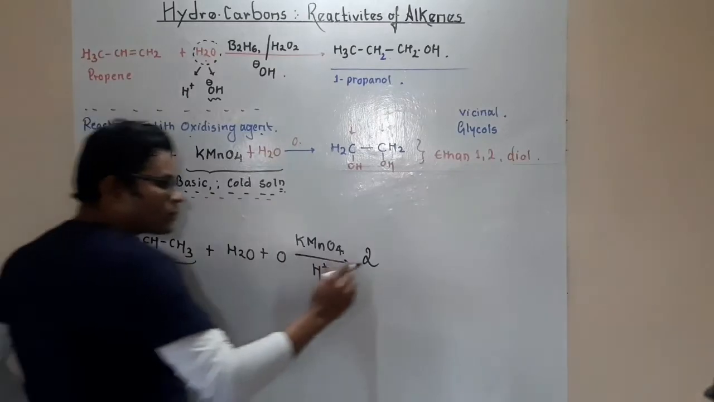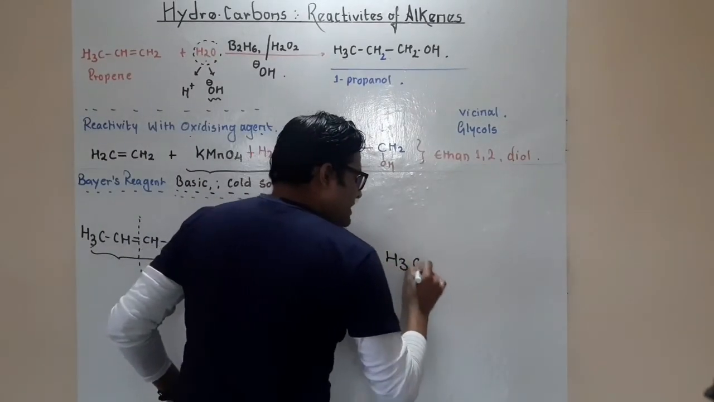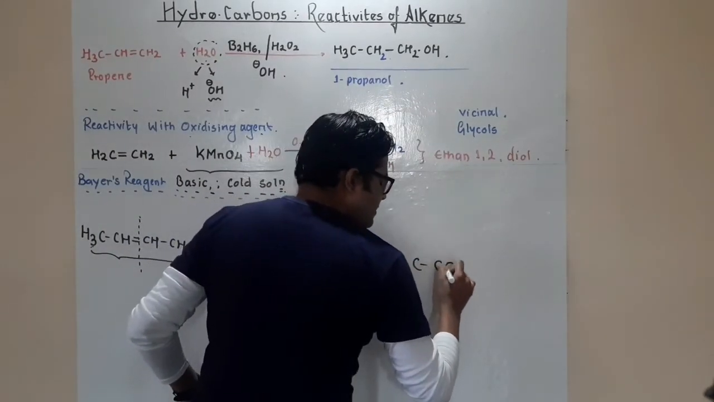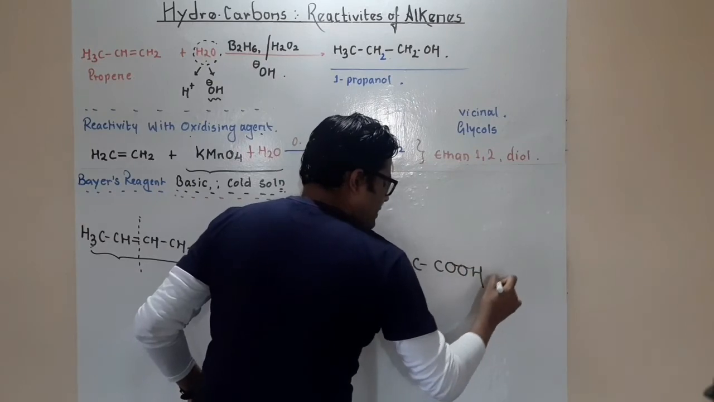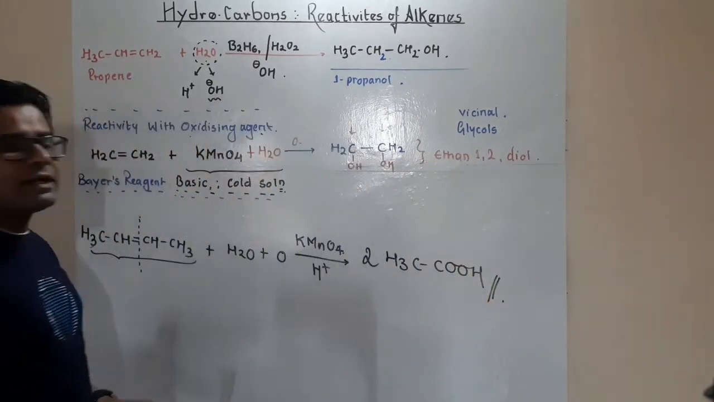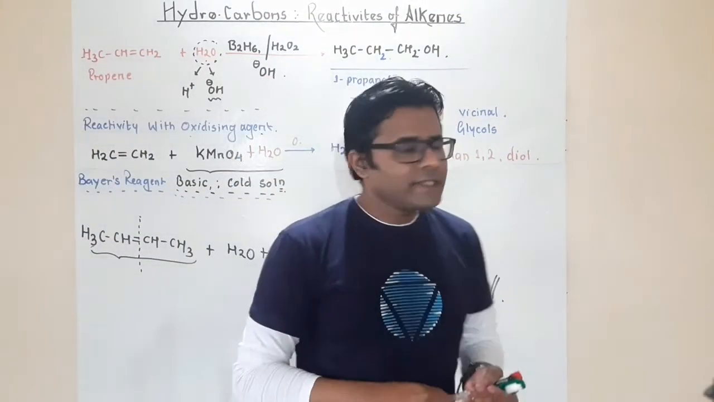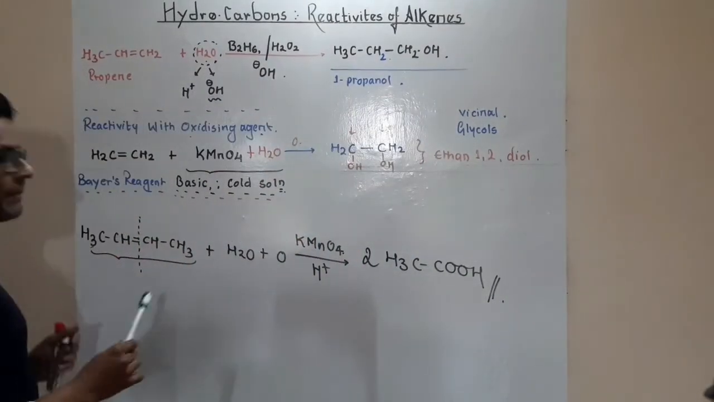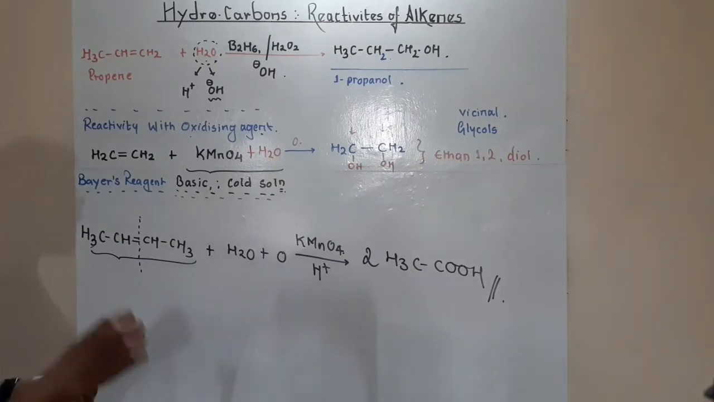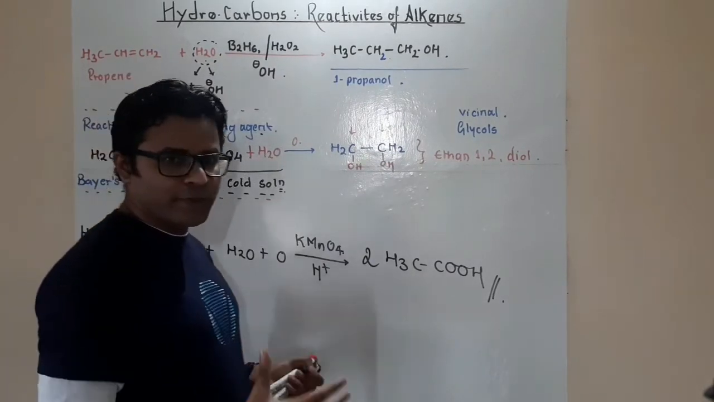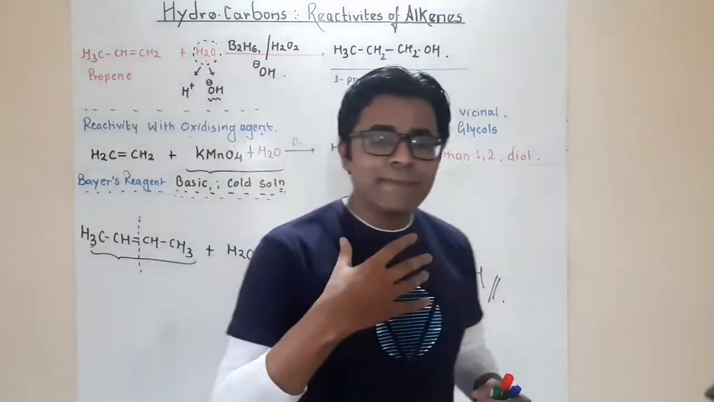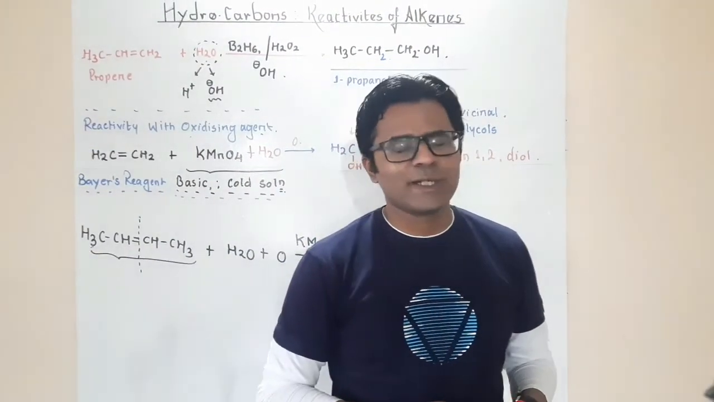Okay, so now it will give rise to CH3COOH. So it gives rise to acids. Here it is ethanoic acid. Correct. So this is how the reaction happens. Okay, so let's observe how it reacts with ozone and how it gets polymerized. These are the two reactions which are given.